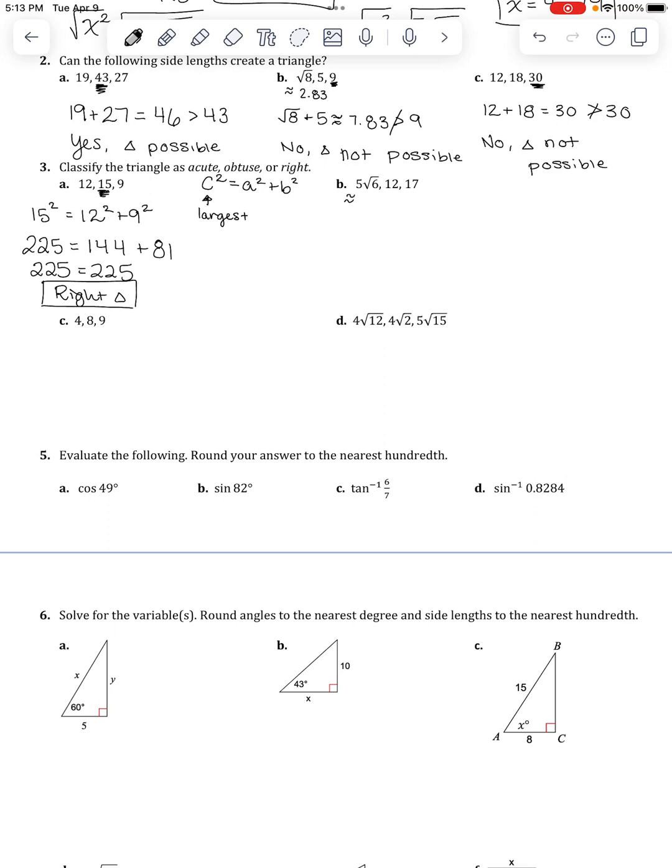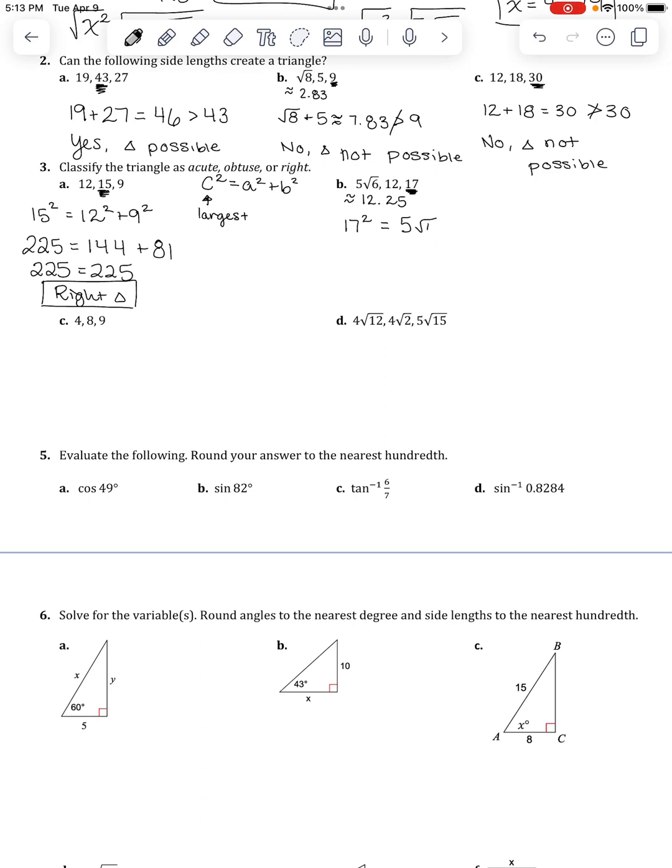Okay, next one, 5 square roots of 6, 12, and 17. Well, 5 square roots of 6 is about 12.25. Now, when I write the equation, I do not write the decimal form. I use the exact form. But I need to know which side's biggest, so I need to know what it is as a decimal in order to recognize that the 17 is the biggest.